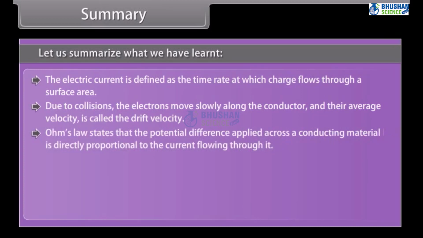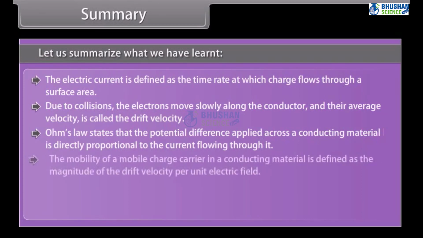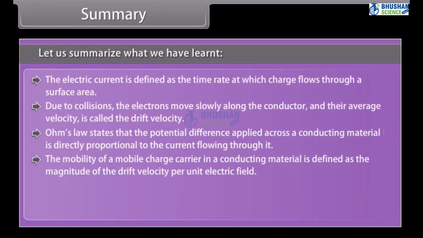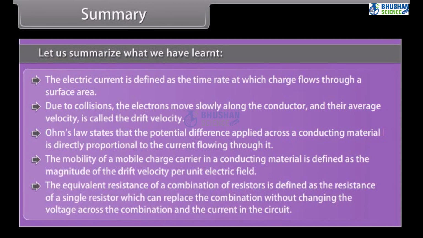Ohm's law states that the potential difference applied across a conducting material is directly proportional to the current flowing through it. The mobility of a mobile charge carrier in a conducting material is defined as the magnitude of the drift velocity per unit electric field. The equivalent resistance of a combination of resistors is defined as the resistance of a single resistor, which can replace the combination without changing the voltage across the combination and the current in the circuit.